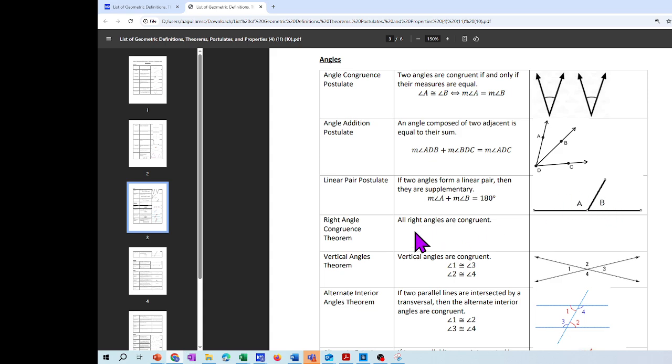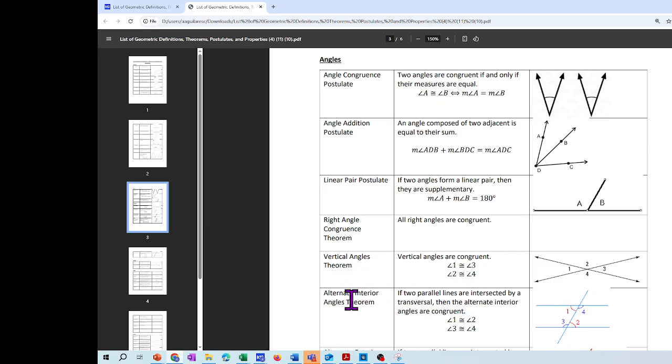Then we have the vertical angle theorem, which we are also reviewing. When they tell you angle 1 is congruent to angle 3 and angle 2 is congruent to angle 4, then we're talking about the vertical angle theorem.